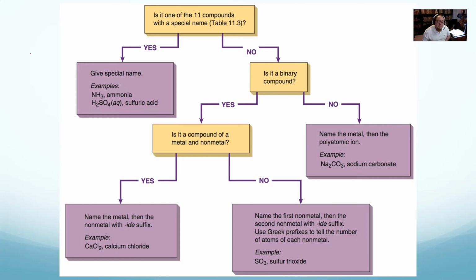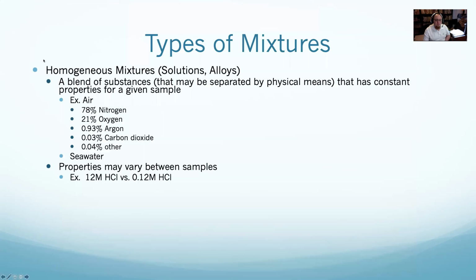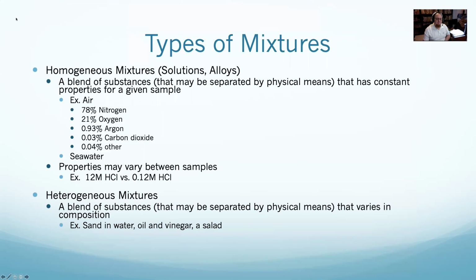You see, elements and compounds are both pure substances. They're things that cannot be broken down except by chemical means. Mixtures can be separated physically. And mixtures, as I said on Monday, come in two flavors: homogeneous and heterogeneous.